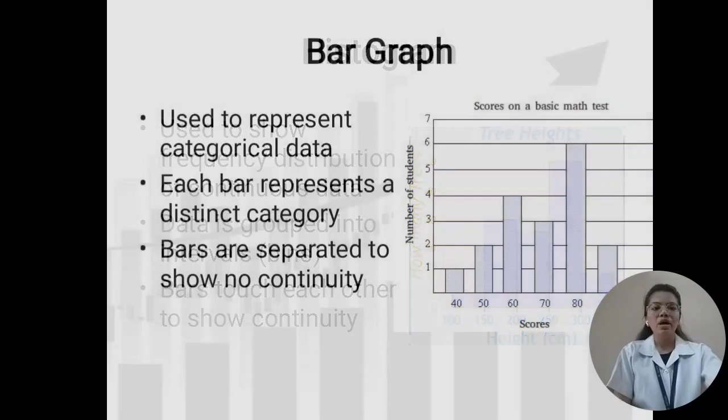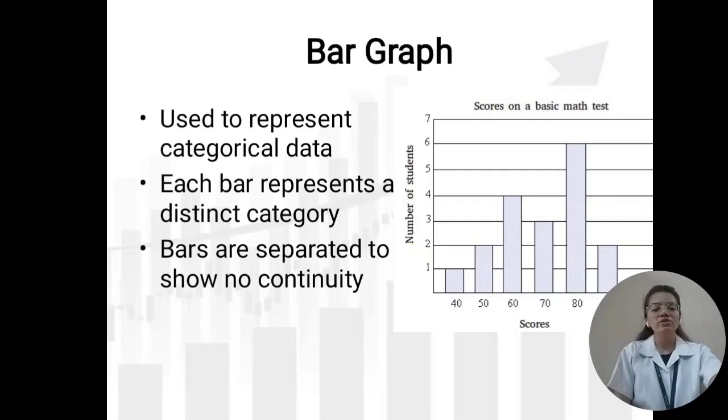Okay, now the bar graph. It is used to represent categorical data. Each bar represents a distinct category. Bars are separated to show no continuity. As you can see in this picture, the number of students having the same score would be plotted on the graph, and here the continuity would not be shown. The gap between two bars will be there.